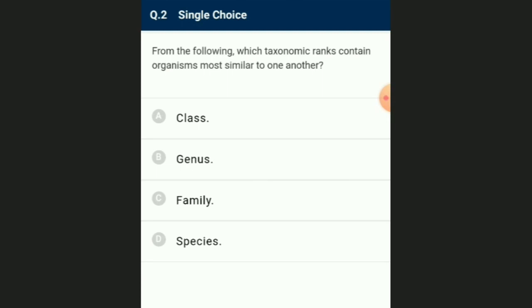Species, it is the basic taxonomic category which consists of individuals that resemble more closely than individuals of other species. So the answer for this question is option D, species.